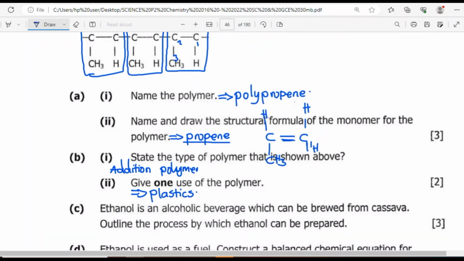Okay, then we have C. Ethanol is an alcoholic beverage which can be brewed from cassava. Outline the process by which ethanol can be prepared. So here you just have to look at the fermentation. So the first one, you just have to say the glucose or starch is broken down by putting it in warm water. Then after that you add the yeast, which will act as a catalyst. Then from there you need to make sure that you cover where you are doing your preparation of alcohol by preventing oxygen from entering the mixture to avoid oxidation.